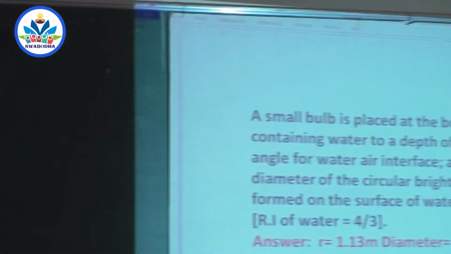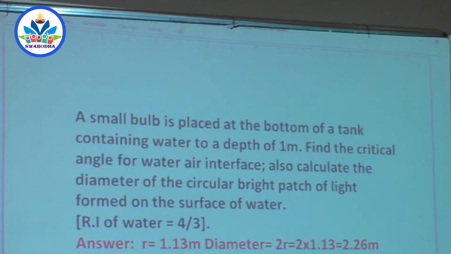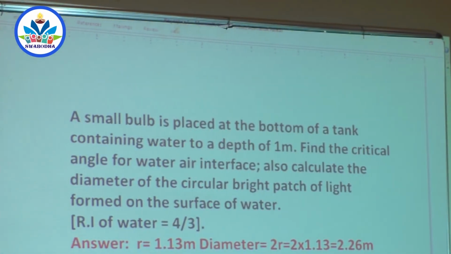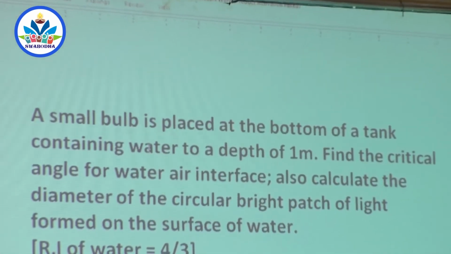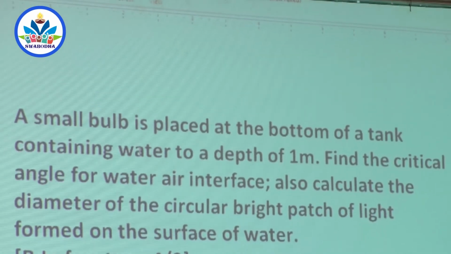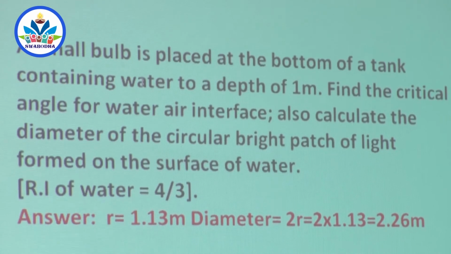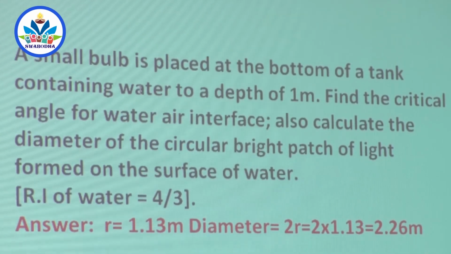Yes, important problem, this one. You must be able to work out these problems even in the entrance exam hall. And of course, angles will be given in such a way that you will work it out very easily, right? Now read the problem. A small bulb is placed at the bottom of a tank containing water to a depth of 1 meter. Find the critical angle for the water-air interface. Also calculate the diameter of the circular bright patch of light formed on the surface of water.